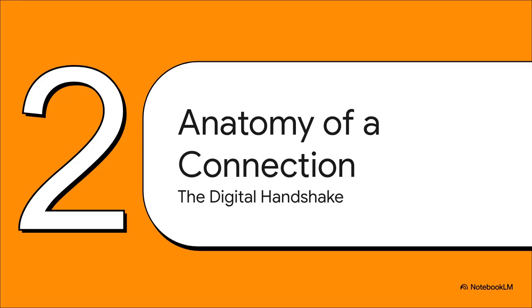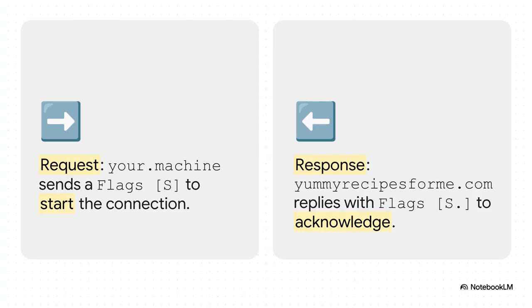Now, just because our computer has the address doesn't mean it can just barge in and start demanding data. No, first, it has to introduce itself politely. This is what we call a digital handshake, and it's a super important part of making a stable connection. And this whole introduction happens in two parts. First, our machine sends a little message over to the recipe website with a flag attached. See that S? That stands for start. Then the server on the other end sees this and sends a message back with its own flag, S dot. That stands for start acknowledgement. It's pretty much just saying, hey, I see you, I hear you want to connect, I'm ready to talk.